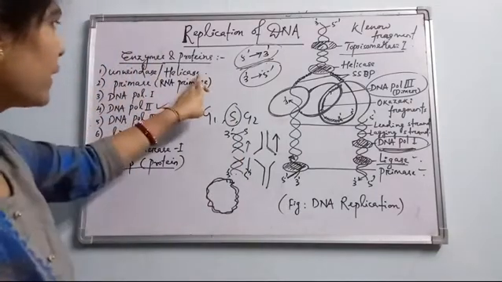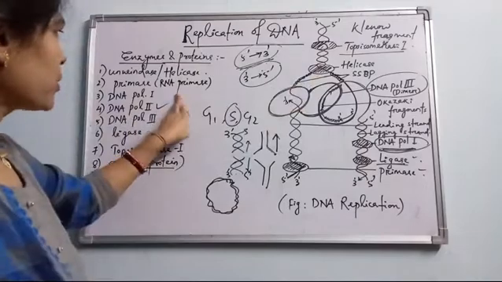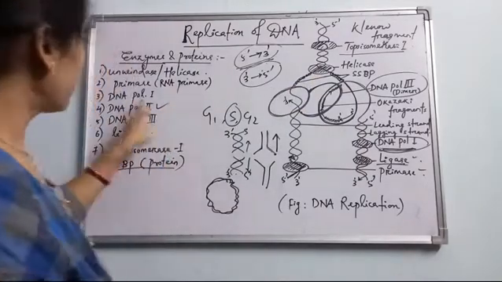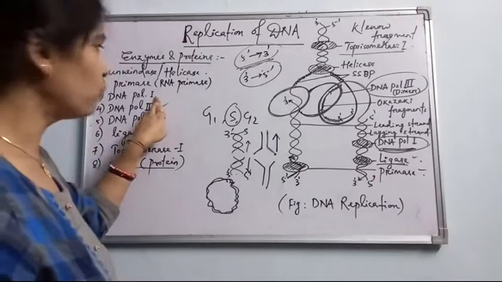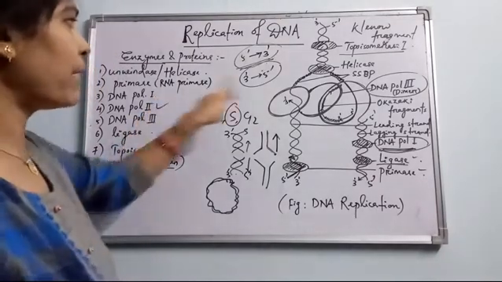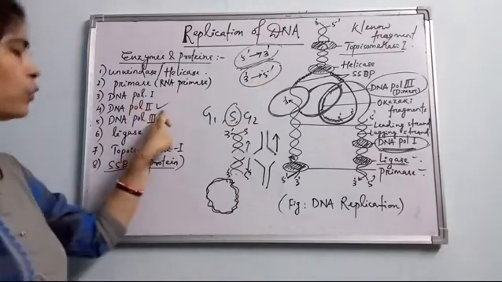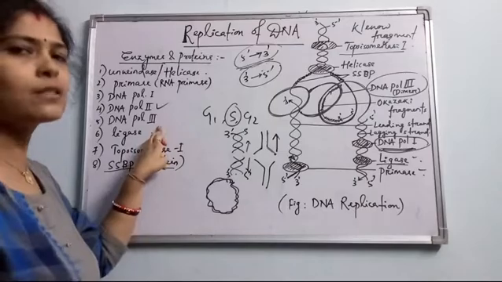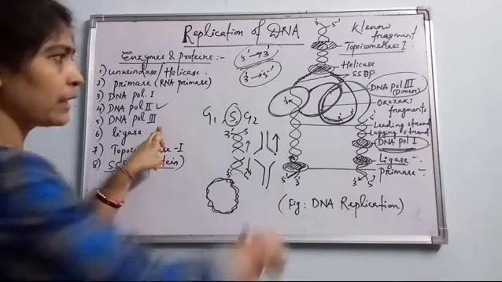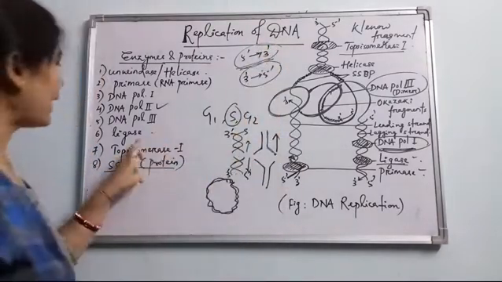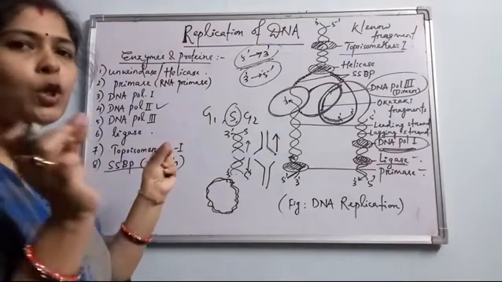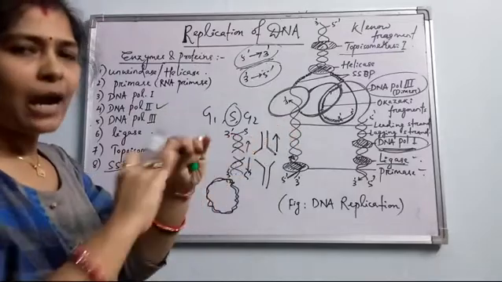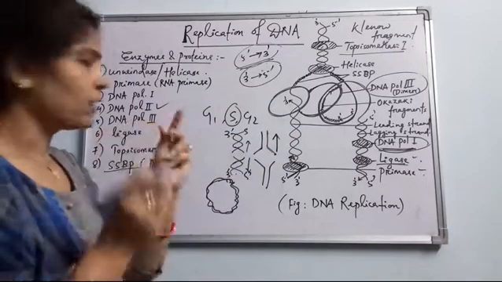See, unwindase and helicase open the DNA. Primase synthesizes the RNA primer so that dNTPs can be added. Then DNA polymerase 1 has two activities: removal of the RNA primer and 3' to 5' proofreading. Then DNA polymerase 2 is for repair. DNA polymerase 3 is the synthesizing enzyme, the sole enzyme for DNA replication, synthesizing the daughter strands. Then ligase is the enzyme which seals the two daughter strands, meaning the newly synthesized DNA and the old DNA strand after removal of RNA primer. This should be ligated by the enzyme ligase.